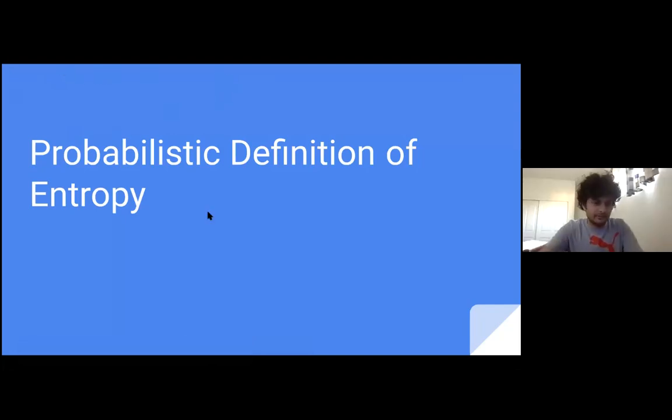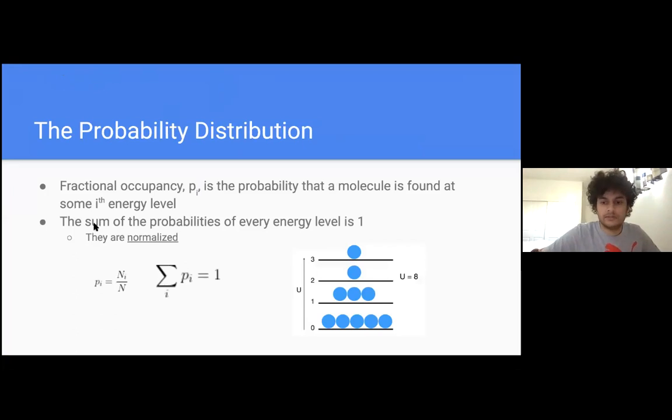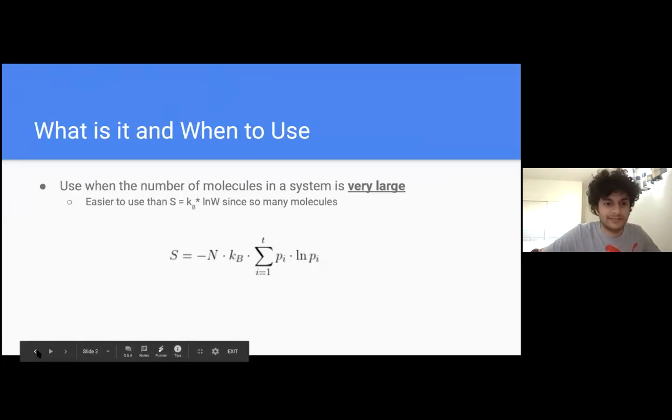All right, everyone. So we will wrap up today's session by talking more about the probabilistic definition of entropy. All right. So let's first go over what the equation is, which is written down here.